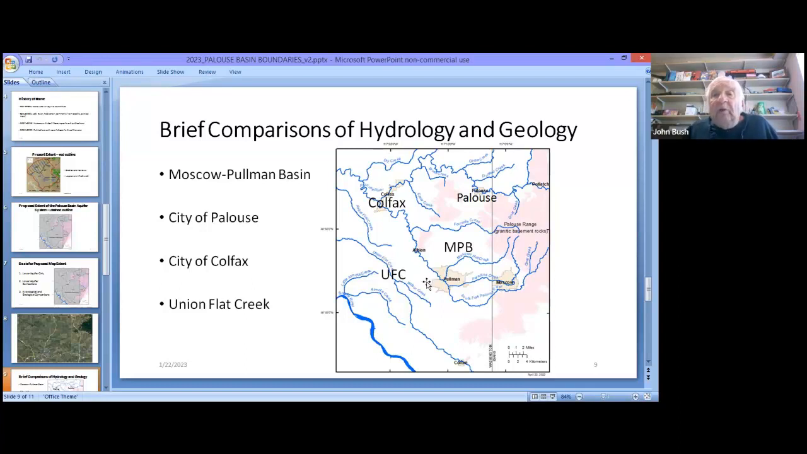We'll focus on the Moscow-Pullman Basin out to Union Flat Creek, because we can draw some good east-west cross-sections. But we will at times talk about the city of Palouse, and outside our basin, we should not forget the Colfax area, because there's some information that comes from that area.